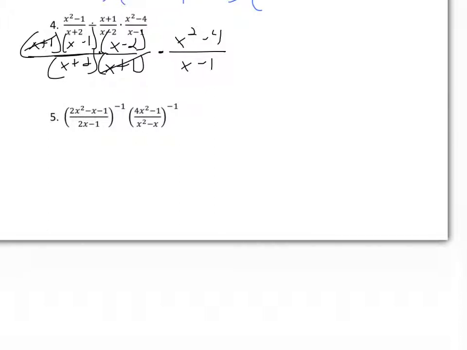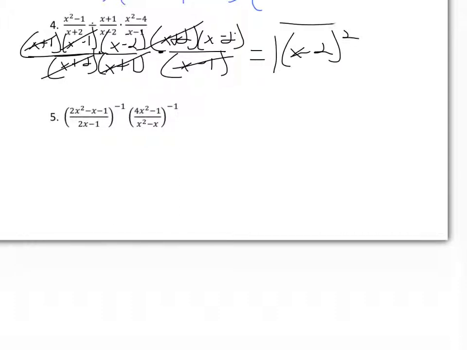And once again, rewrite x squared minus 4, which we know is the difference of two squares, as x plus 2, x minus 2. Cancel out any more that we know we can. x minus 1 goes away, x minus 1 goes away, x plus 2 goes away, x plus 2 goes away. We're just left with x minus 2 times x minus 2, so the answer is x minus 2 squared.